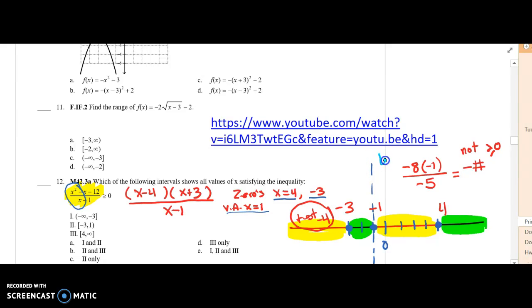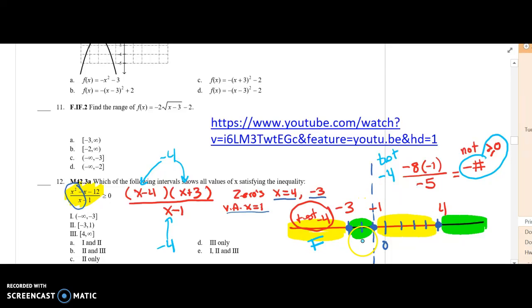So my first test value was negative 4. When I plug a negative 4 in for every x, I get these numbers: negative 8, negative 1, and negative 5. Well, I've got 3 negatives. Negative times a negative will be a positive, divided by another negative will be a negative. And a negative number is not greater than or equal to 0, so this is a false statement.